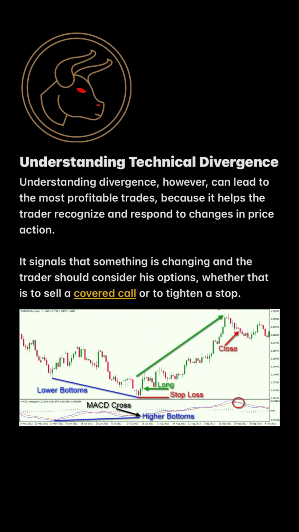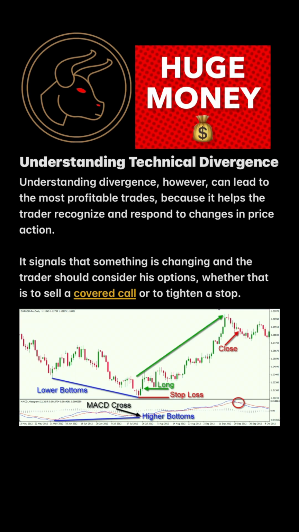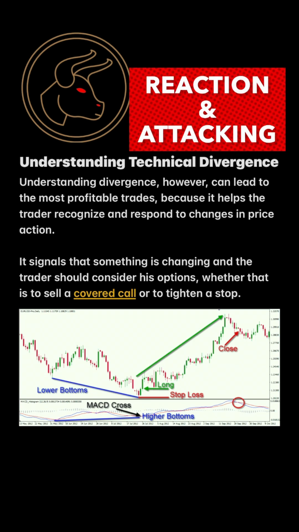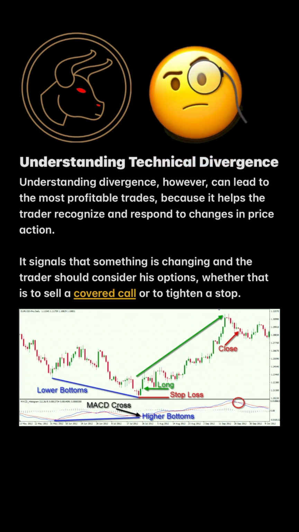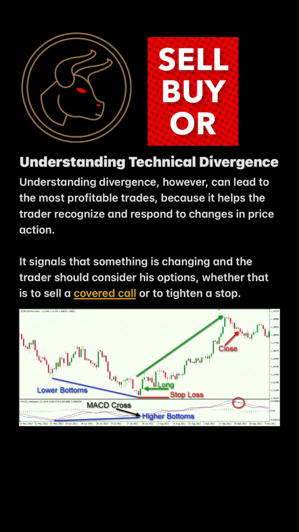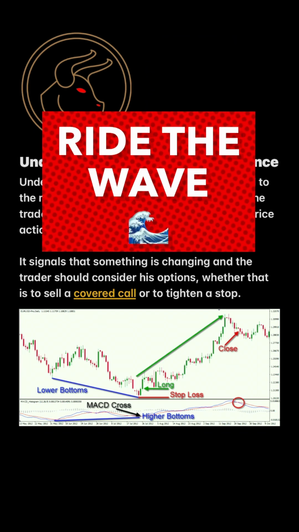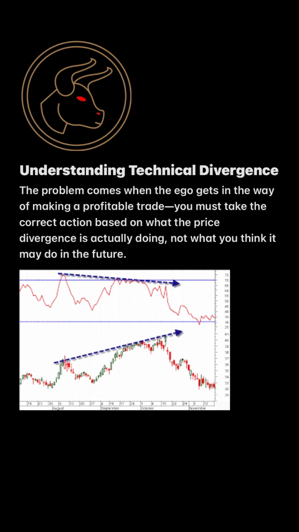However, understanding divergence can lead to some of the most profitable trades because it helps the trader recognize and respond to extreme price changes in the price action. It signals that something is changing, and the trader should be able to recognize and consider the options, whether that is to sell a covered call, tighten a stop loss, or, as we like to do in TWR, ride the wave. The problem and issue comes when our ego gets in the way of making those profitable trades.